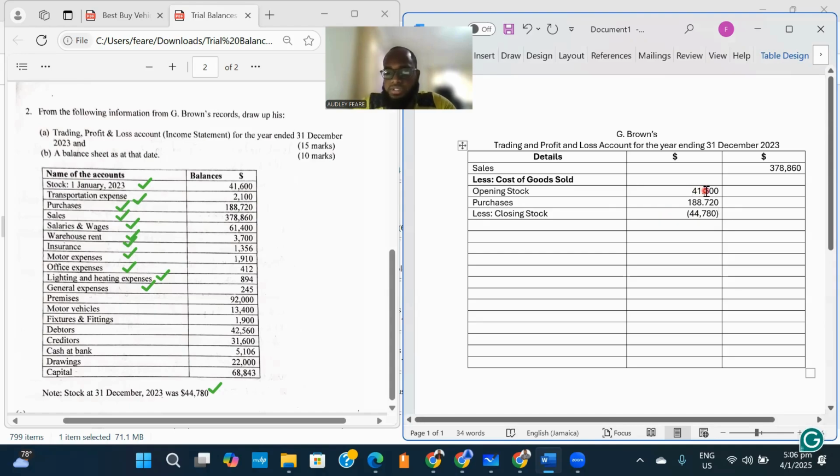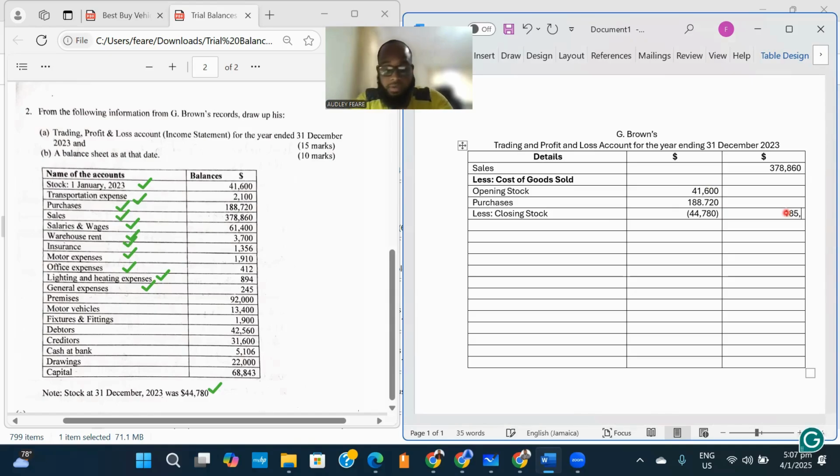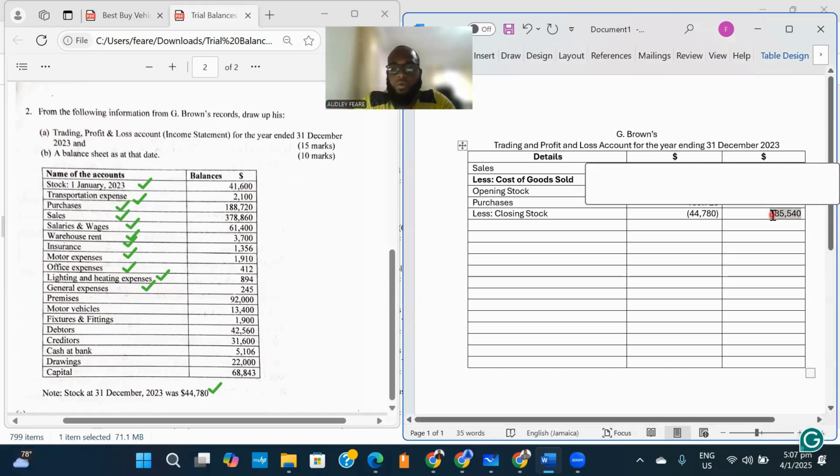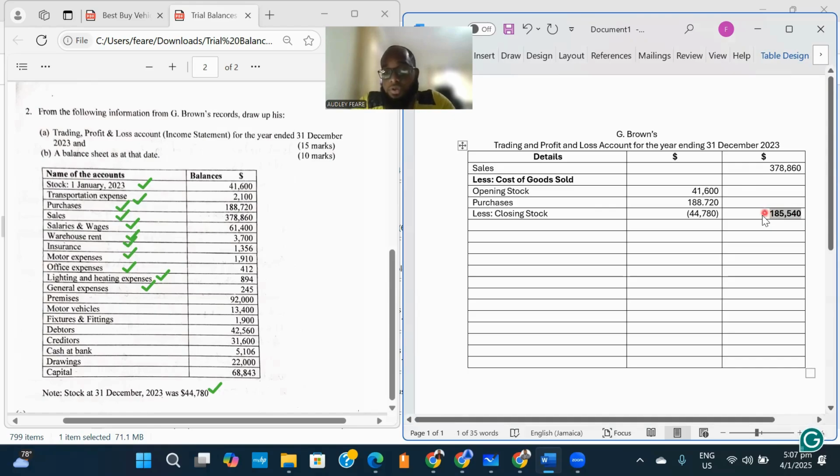All right. And when we compute, we're going to add 41,600. And we add 188,720 minus closing stock. The figure we should get should be 185,540. All right, and this figure is our cost of goods sold figure. As I explained, it is the same thing basically as your cost price.